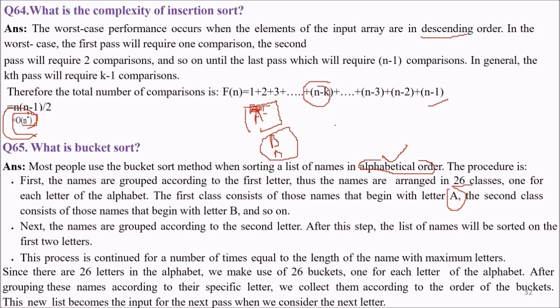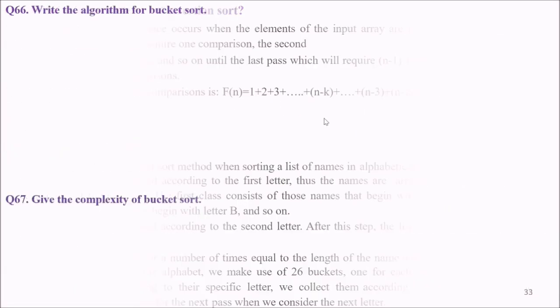This process is continued: first letter, second letter, third letter, and so on, a number of times equal to the length of the name with the maximum letters. Some strings may have 3 letters, some may have 10 letters, so this will go on for 10 times. Since there are 26 letters in the alphabet, we make use of 26 buckets, one for each letter. After grouping the names according to their specific letter, we collect them in the order of the buckets. This new list becomes the input for the next pass, when we consider the next letter. After all these passes, the strings will be in sorted order.